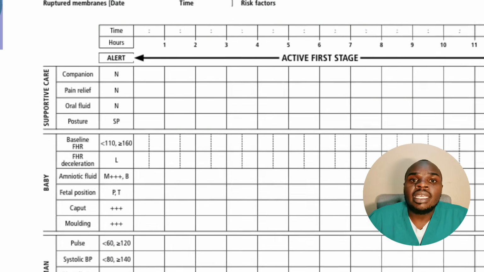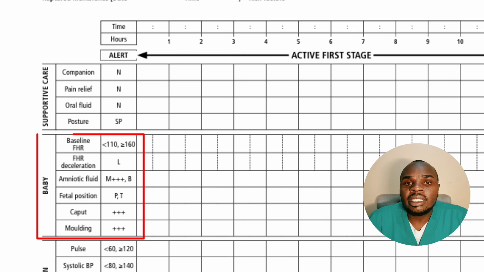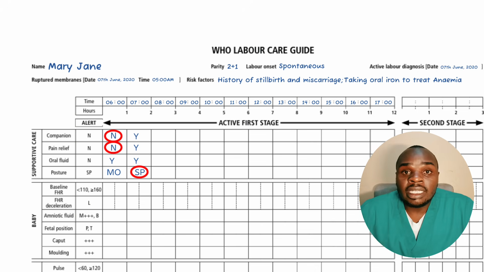When it comes to section 3, the section is to facilitate decision making while monitoring the well-being of the baby. The well-being of the baby is monitored by regular observation of the baseline fetal heart rate and decelerations in fetal heart rate, and of amniotic fluid, fetal position, molding of the fetal head and development of caput succedaneum, which is a diffuse swelling of the scalp. The date is June 7, 2020 at 6 a.m.